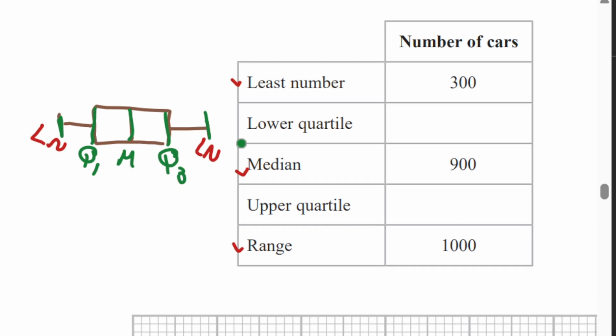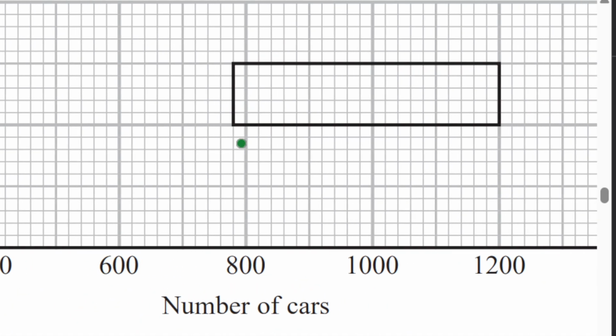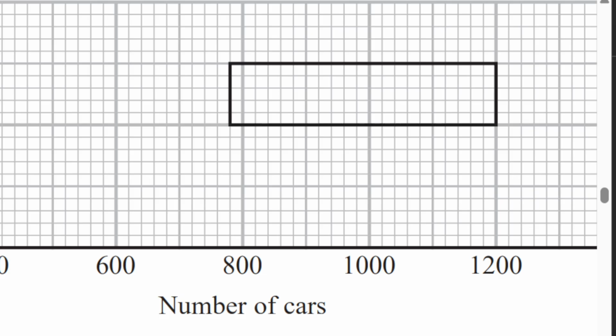Now, have you noticed in this drawing here, they give us the ones on the sides. So this one here is Q1, isn't it? And this one here is Q3. So from this, we can find Q1 and Q3. So let's see what number is this one here.